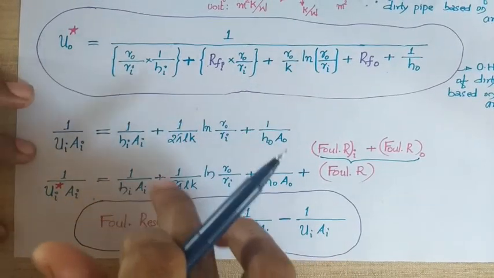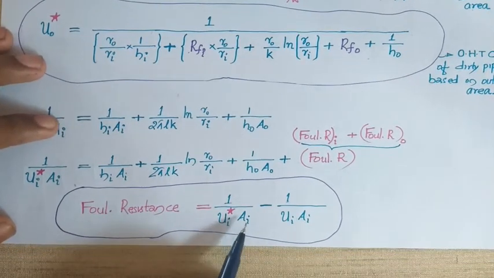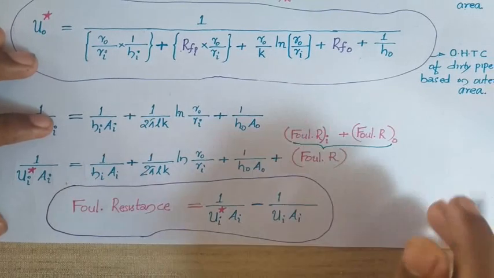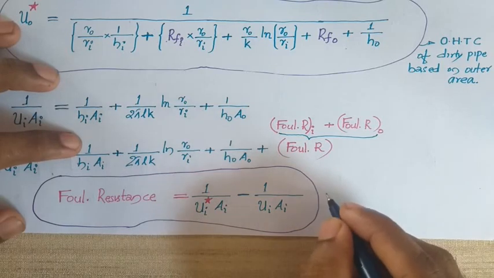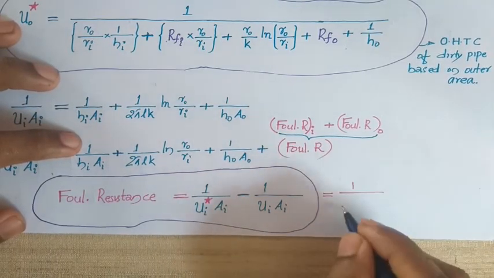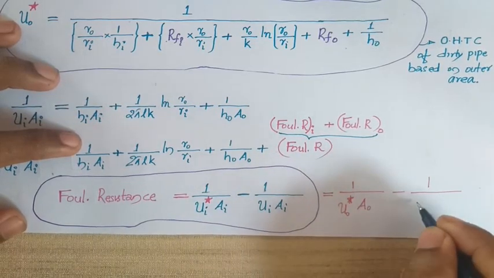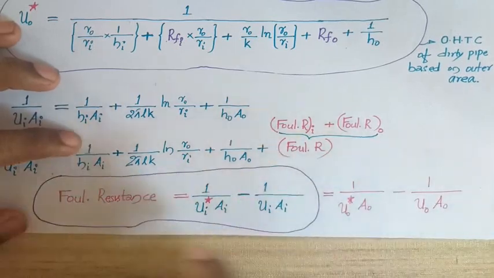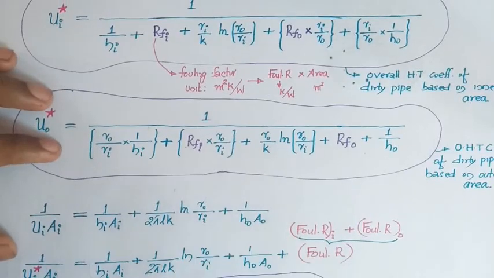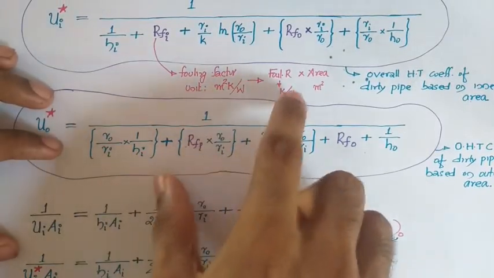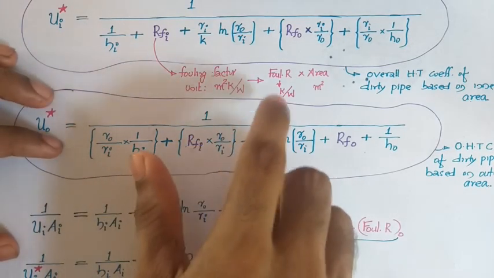If you are comparing these two equations, you will be getting the fouling resistance equal to 1 by Ui star Ai minus 1 by Ui into Ai. If this is expressed in terms of the outer area, it can also be written as 1 by Uo star Ao minus 1 by Uo Ao. This is the fouling resistance you can find. Remember, the unit of the fouling factor is meter square kelvin per watt, and the fouling resistance is kelvin per watt.